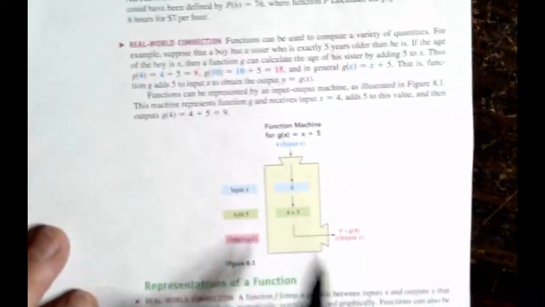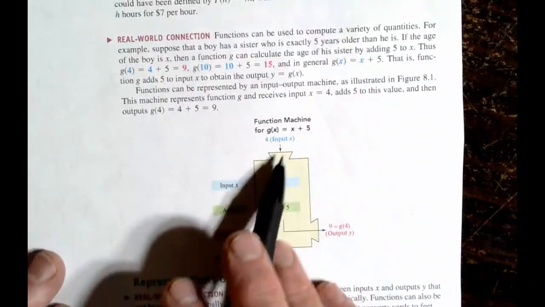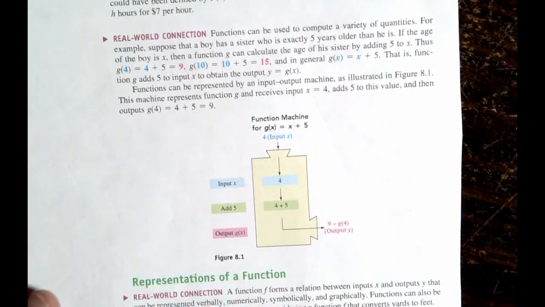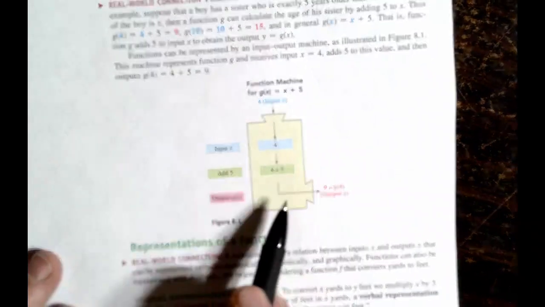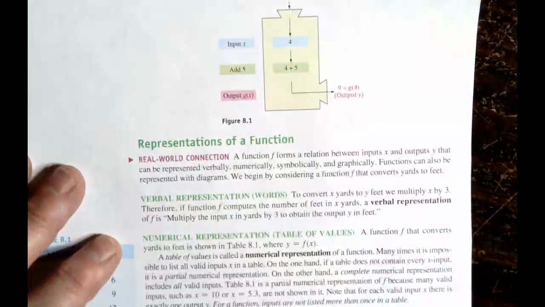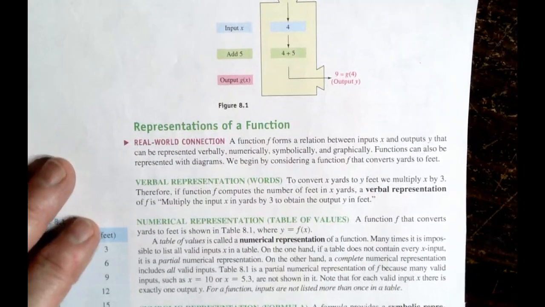Alright? So in this one, you've got a function where whatever you throw in there, you're going to add 5 to it. So you throw a 4 in there, you add 5 to it, and it kicks out a 9. Okay? You throw in a 0, it adds 5, and you get out a 5. Doesn't matter what it is, you're going to throw something in, you're going to add 5, and that's what the function does. Now there's many ways that you can talk about representation of a function.